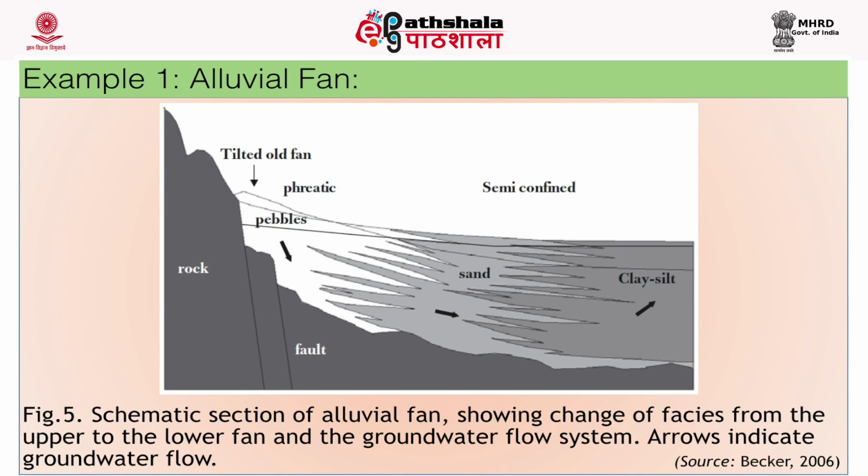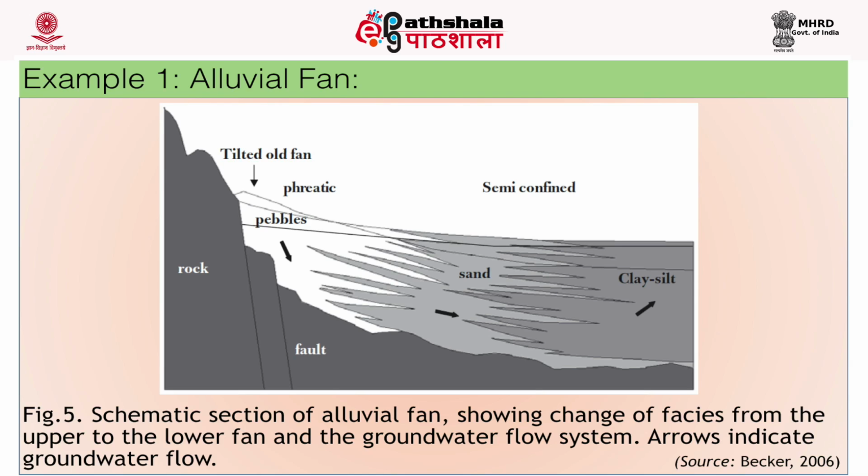If you look at this alluvial fan, here we can see that fans are developed in the mountain front, and the upper part of the alluvial fan mainly consists of pebbles and coarser grains, the middle part of the fan is mostly sandy and more sorted, and the lower part is clay and silt area. So in the lower part there are more semi-confined zones, and this change of facies from the upper to the lower part will change the groundwater flow system.